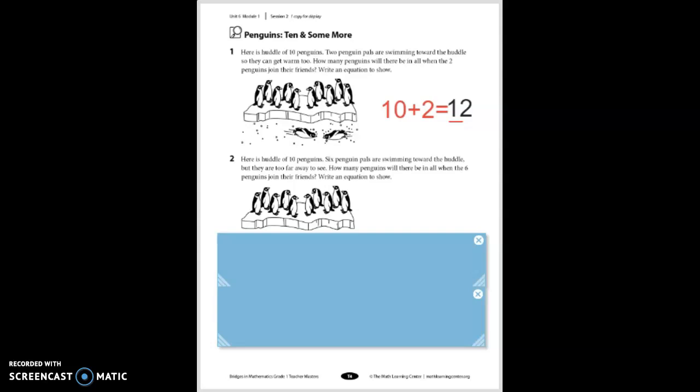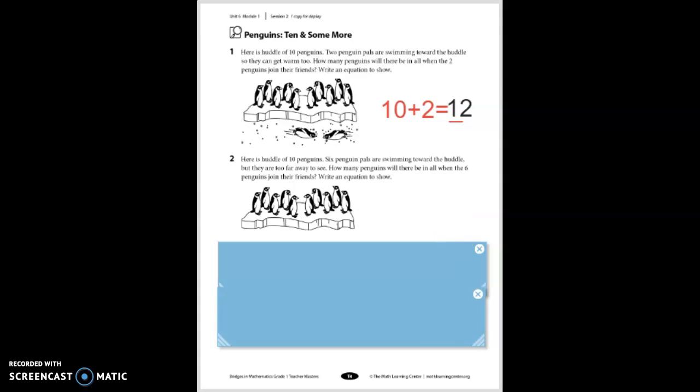Here is a huddle of 10 penguins. 6 penguin pals are swimming towards the huddle, but they are too far away to see. How many penguins will be there in all when the 6 penguins join their friends? Write an equation to show. So it's just like this one. There are 6 swimming below, but there really aren't. You can see that there aren't any there. But in our story problem, it says that those 6 penguins are just too far away to see. You can't see them below there. So what would the equation be for number 2?